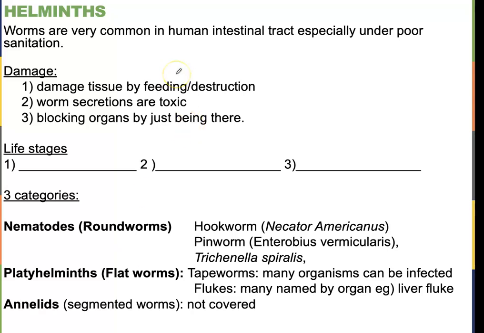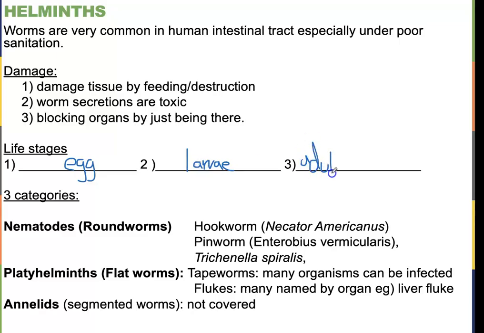All right, so worms are very common in the intestinal tract around the world, especially in poor sanitation areas. The damage done by worms can be done by feeding and destroying the tissue that it's on. Sometimes the secretions are toxic, and sometimes they just block the organs by being there. And this is our life stages. Remember, this is a worm, a big animal, so it does have an egg, all right? And then it has a larva when the egg hatches.